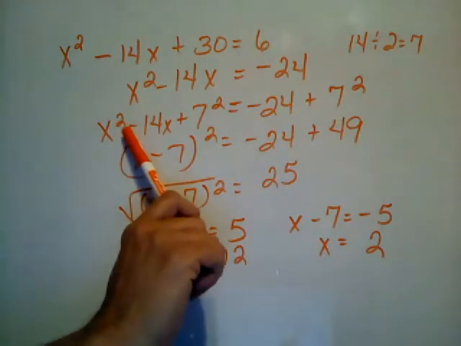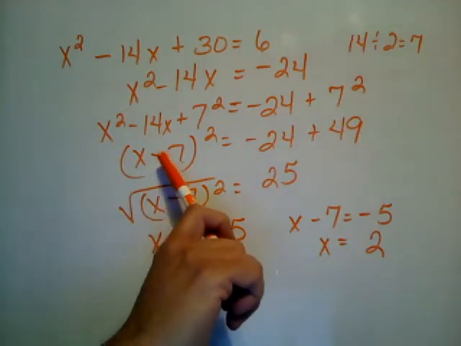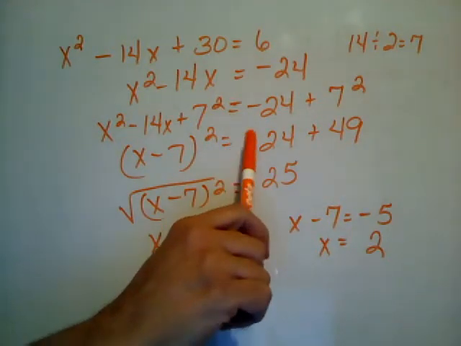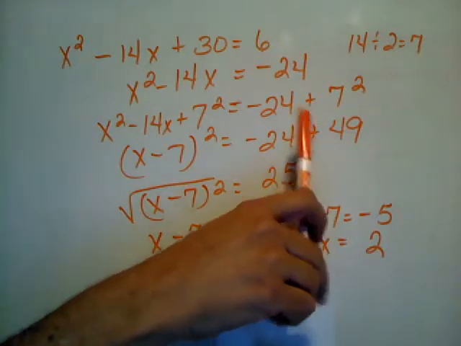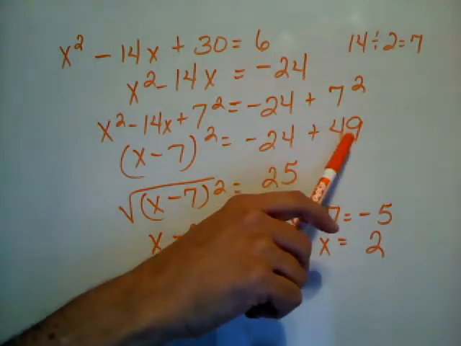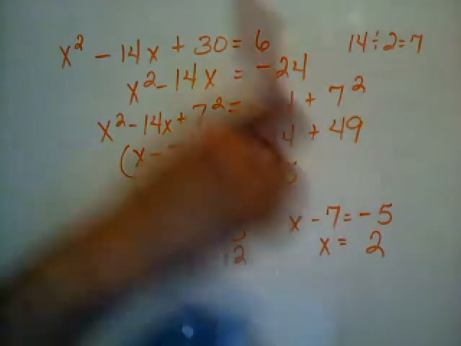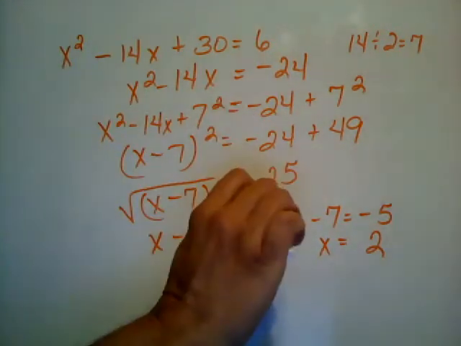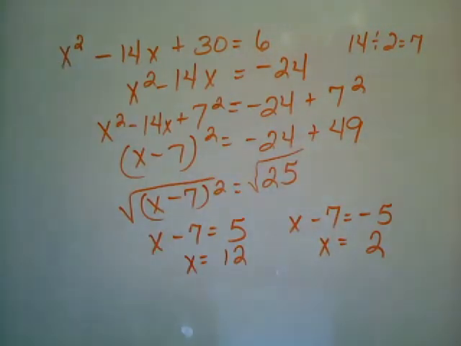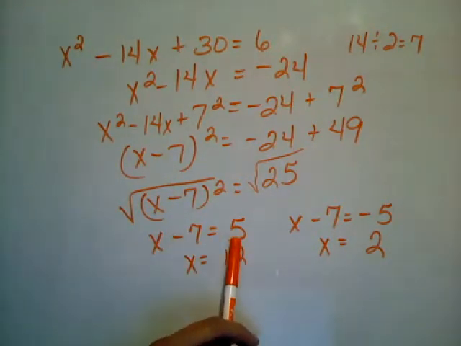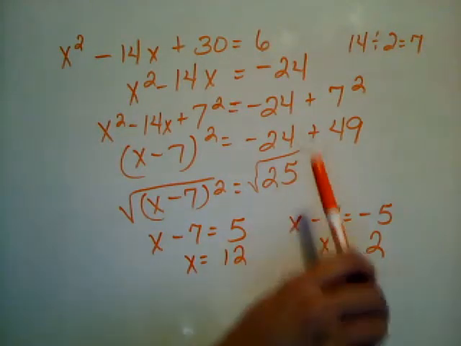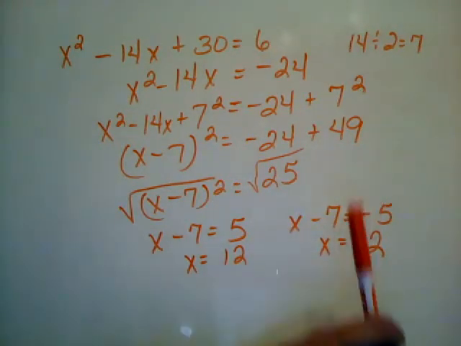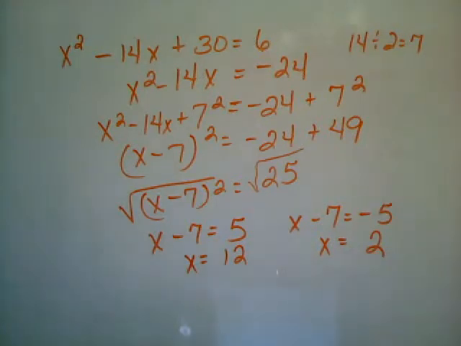Now be careful again, we have a minus, so it's going to be x minus 7 squared equals negative 24 plus 7 squared, which is 49. If I have negative 24 plus 49, that will give me 25. I'm going to take the square root of both sides. Then that's going to give me x minus 7 equals 5. If I move my 7 over, it becomes positive, which gives me 12. Move my 7 over, it becomes positive, which will give me 2.